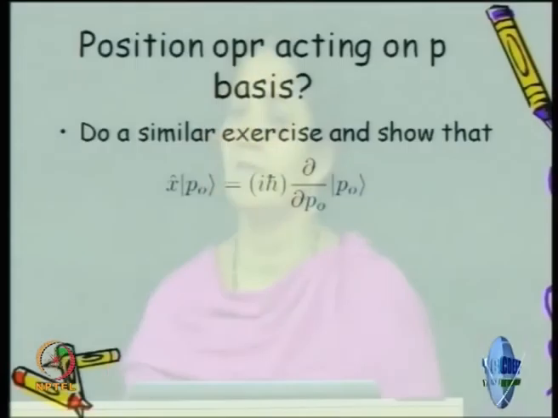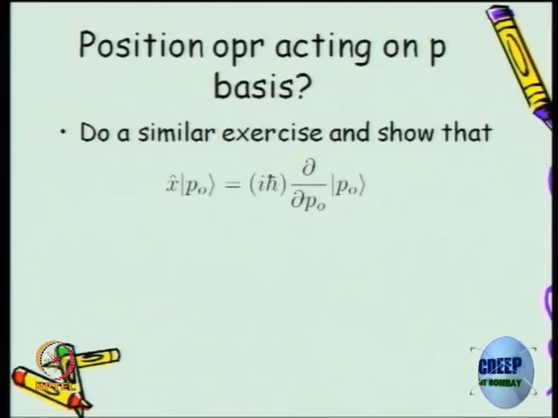You can use the same arguments, with p naught and p1 instead of x naught and x1. Redo the same exercise for the matrix element of the position operator in the momentum basis, and show that it will have a plus sign, i h cross. That is also seen because if you do a commutator bracket, there will be a relative sign. And please show that x on p naught is i h cross del by del p naught of.